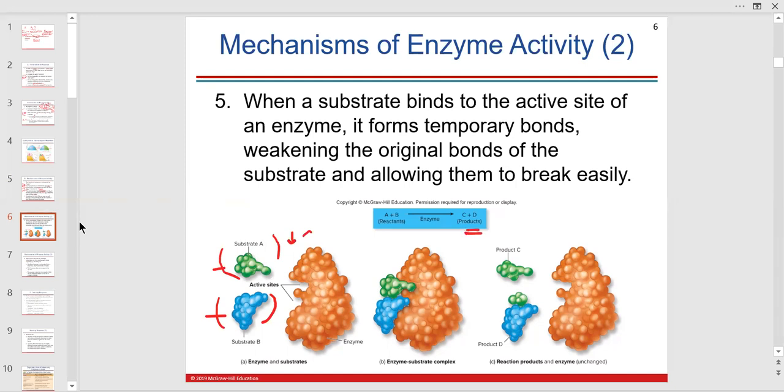And the real tough thing to understand is that this could lead to another reaction and then another reaction, and you're going to need enzymes every time.